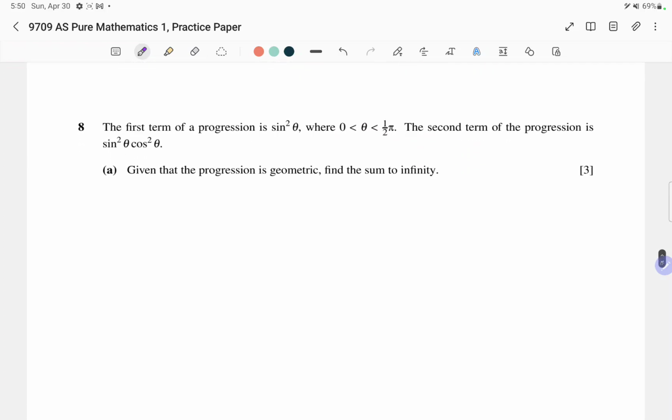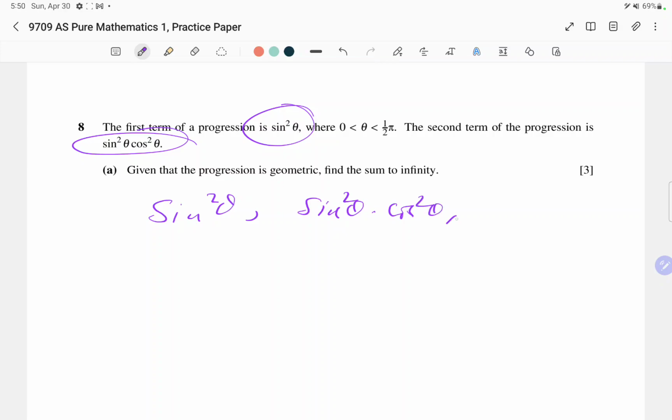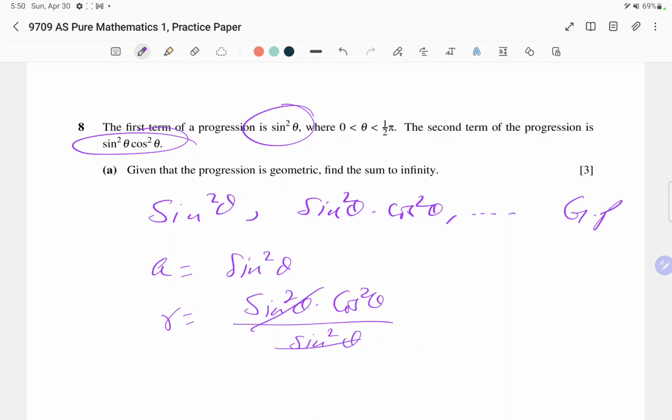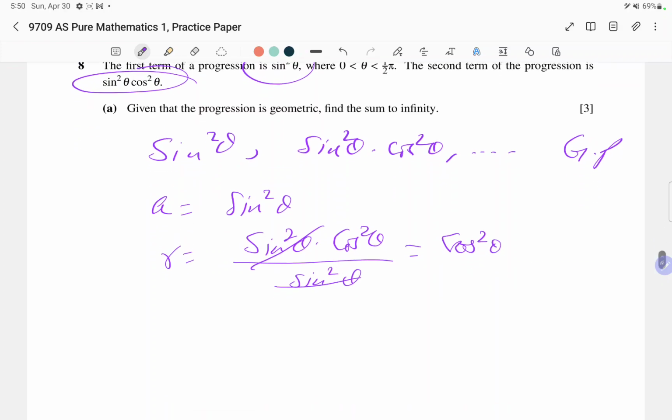Now the question is: the first term of the progression is sine square theta, and theta is given from 0 to pi by 2. The second term of the progression is this. Given that the progression is geometric, then find the sum to infinity, no problem. So this is sine square theta, then sine square theta cos square theta, and it goes on, but this is in GP, it's already given to us. So A is the first term, sine square theta, and R is the common ratio, second term divided by first term, so sine square theta gets cancelled, giving cos square theta.